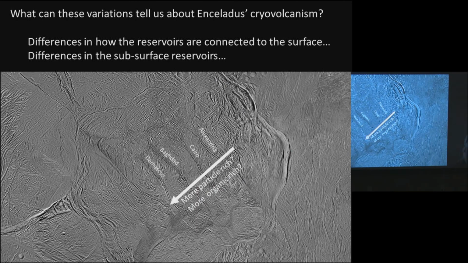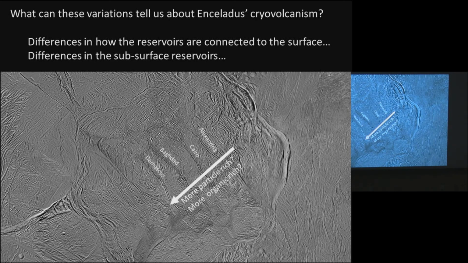So there seems to be some sort of systematic trend across the Tiger Stripe region, where we have fairly gas-rich material over Alexandria and Cairo. So we have gas-rich over here transitioning to more dust-rich and perhaps more organic-rich, which might be interesting.